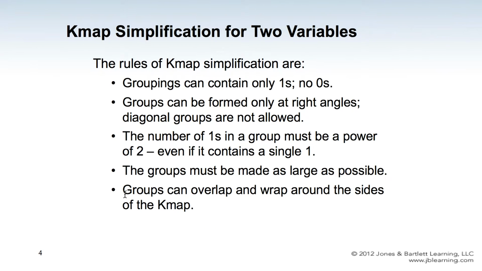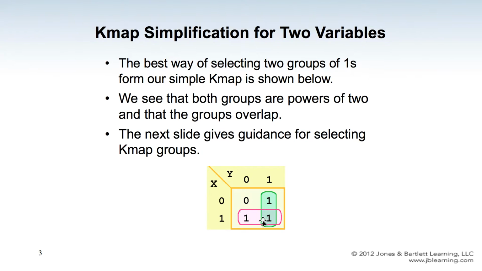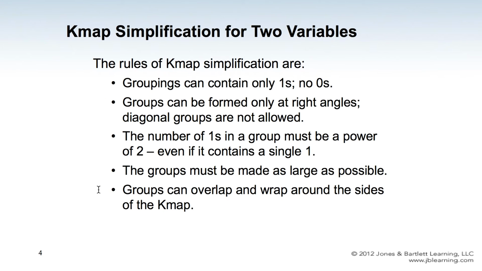The last rule says that groups can overlap and wrap around the sides of the Kmap. You can see two groups right here that overlap, and we're going to see another example of the wrap around sides of the Kmap in a few seconds. So basically those are the rules we need to learn and remember when we perform Kmap simplification for different variables.